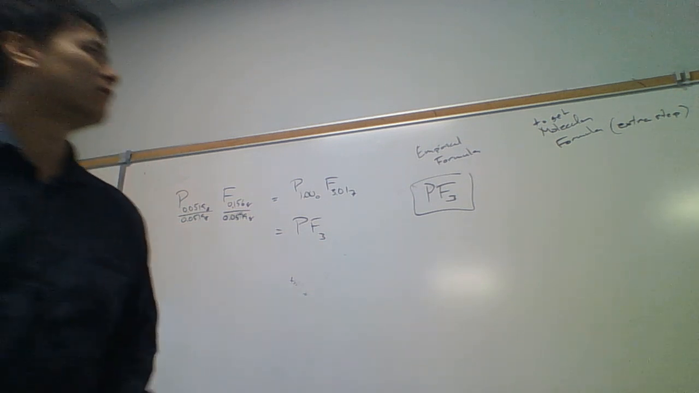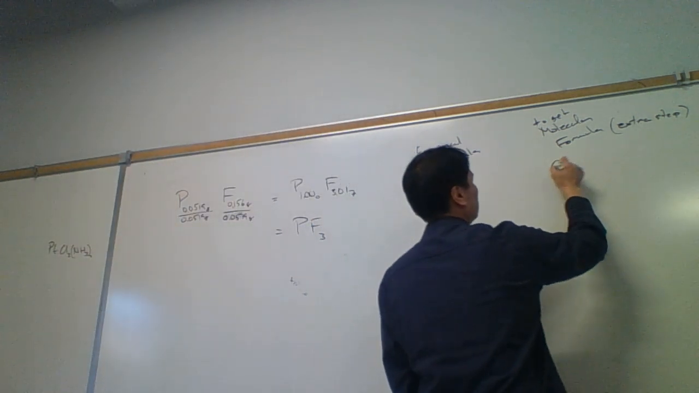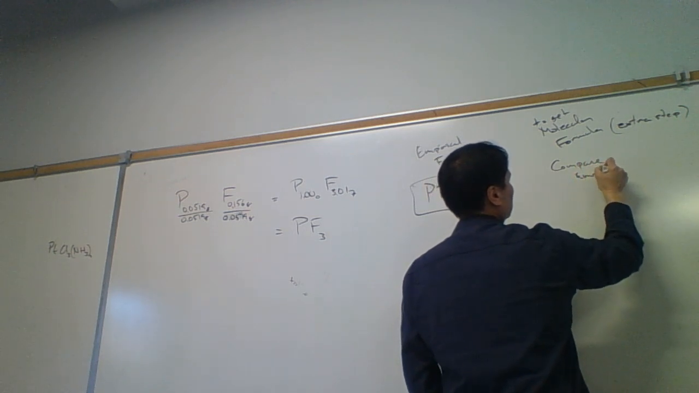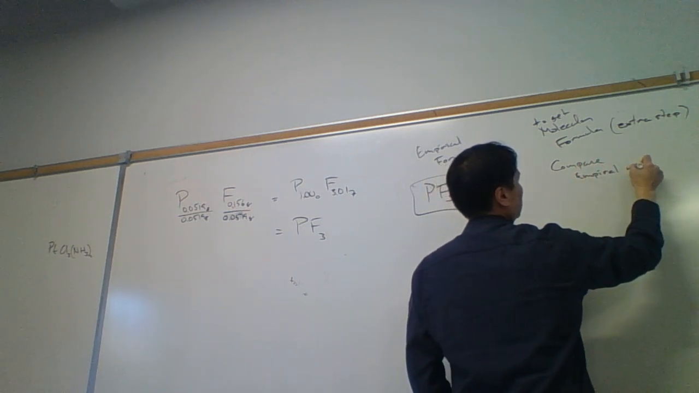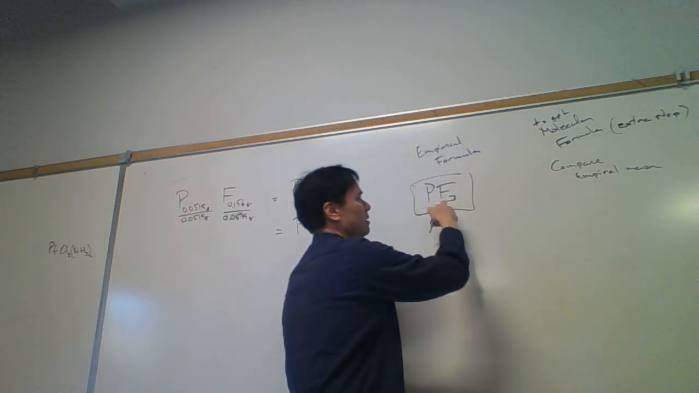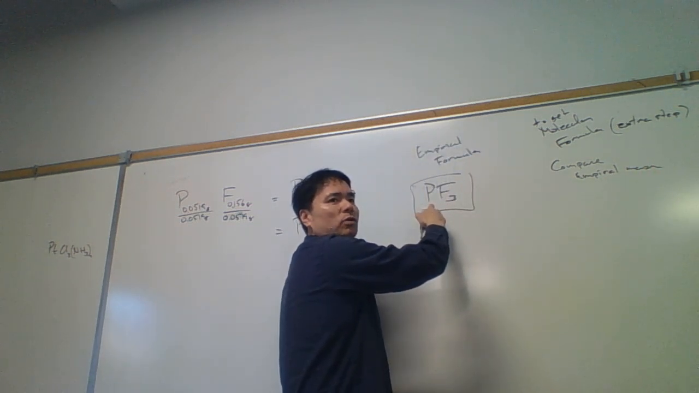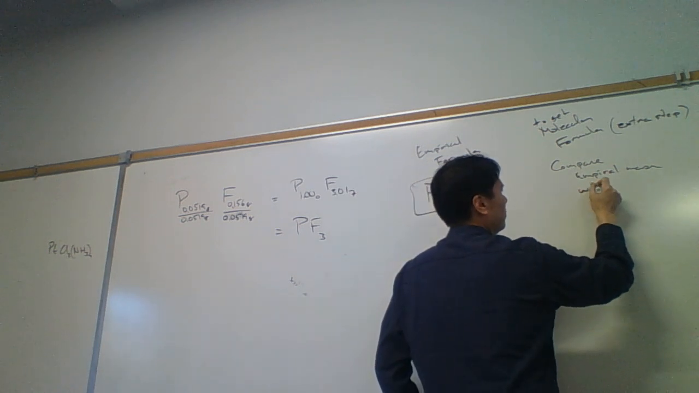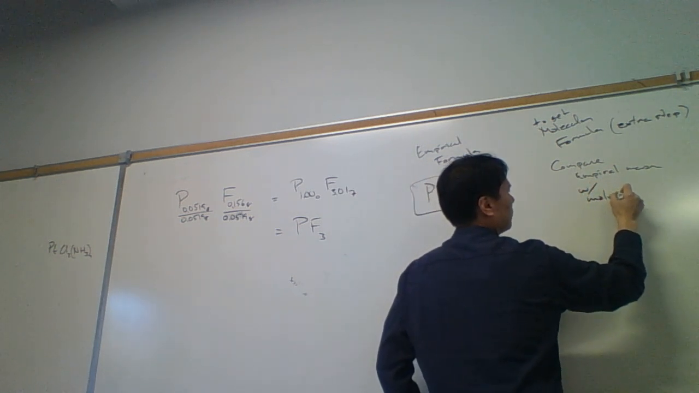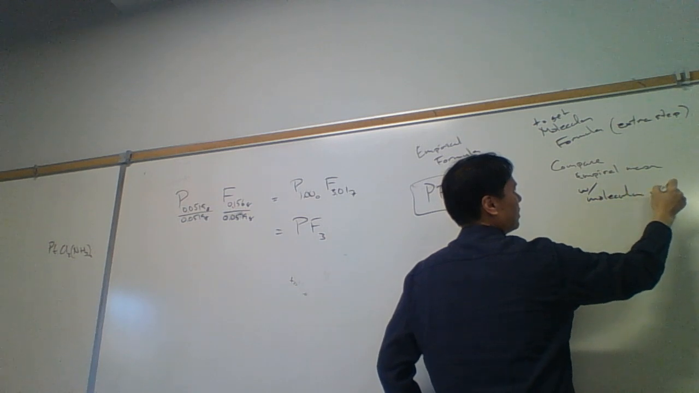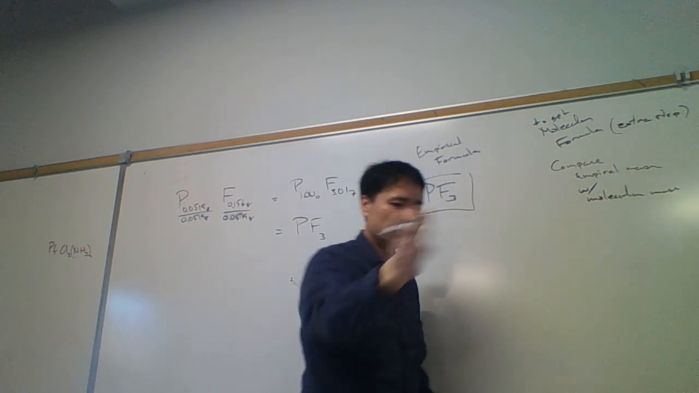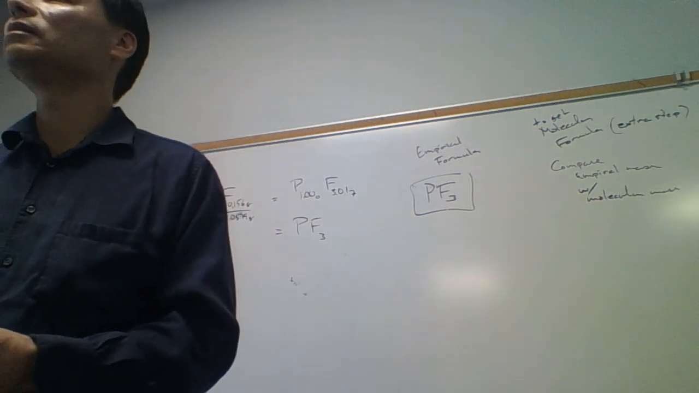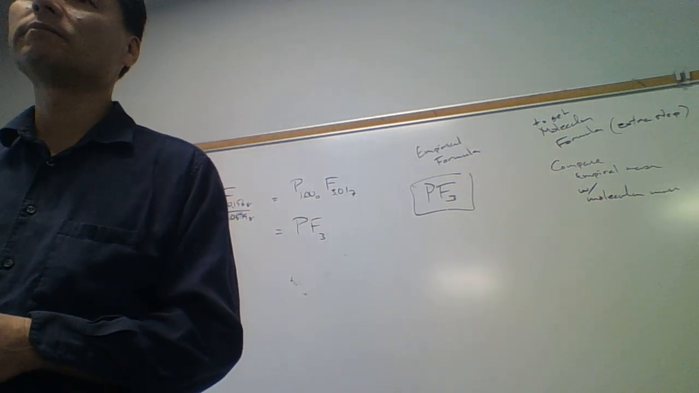And so what we do is we need to compare the empirical mass, which is how much this empirical unit weighs, 1 phosphorus, 3 fluorines, with the molecular mass. If the empirical mass and the molecular mass are the same thing, that is, you shoot a molecule through your mass spectrometer and it weighs the same as the empirical mass, then they're the same thing.